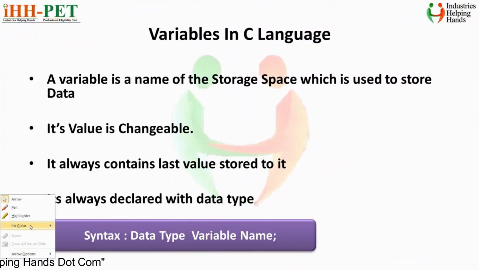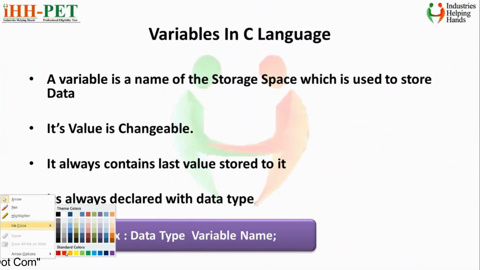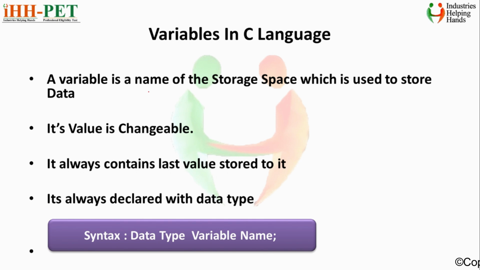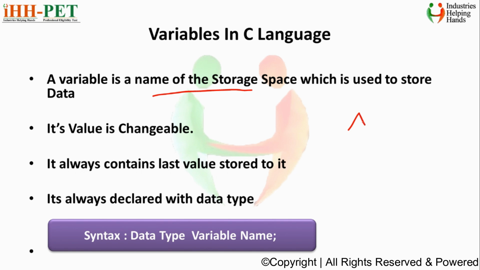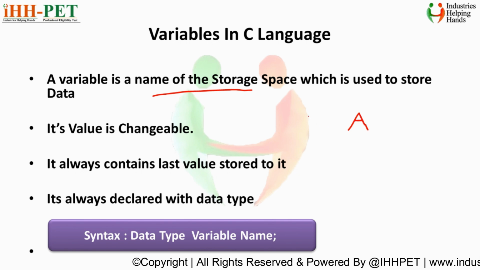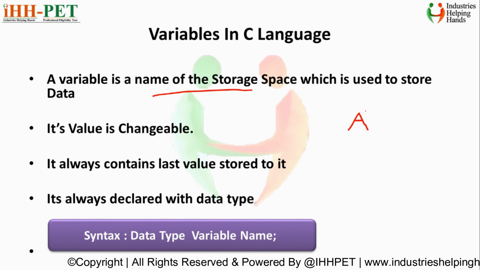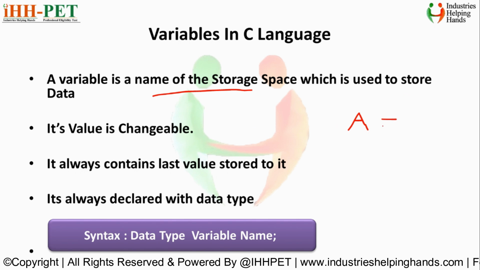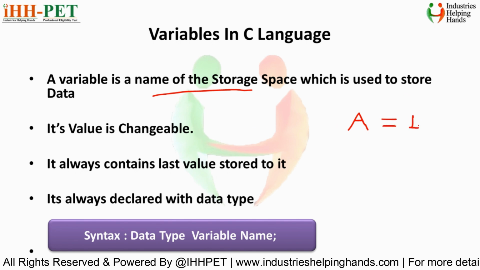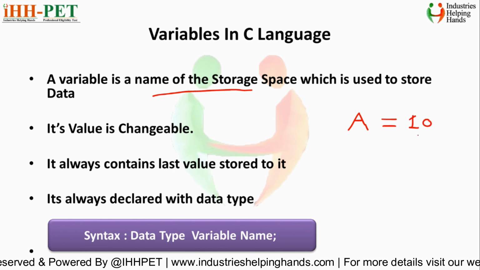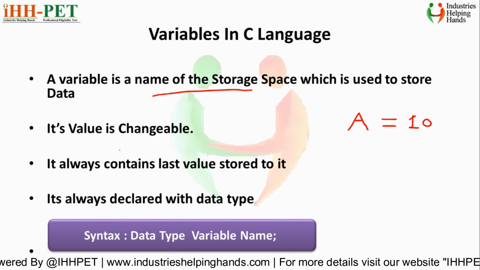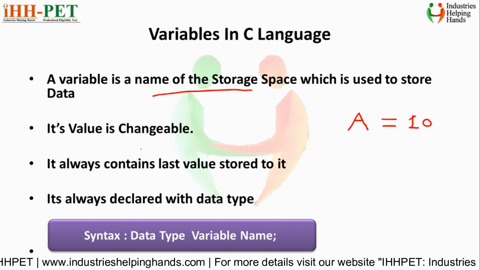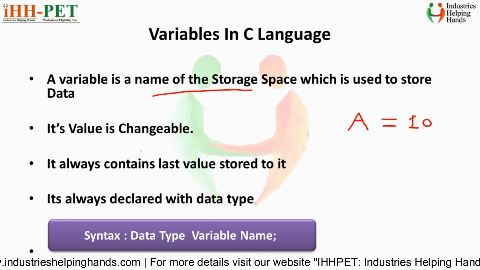You can see here, a variable is a name of the storage space. For example, a is a name of a variable which is used to store data, and the data I am storing here is 10. You can see here its value is changeable and it always contains the last value stored to it.